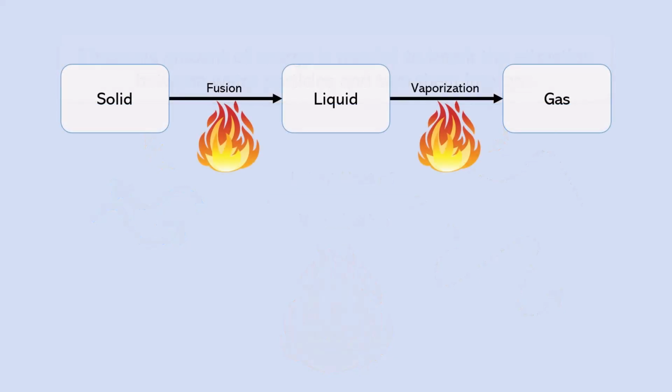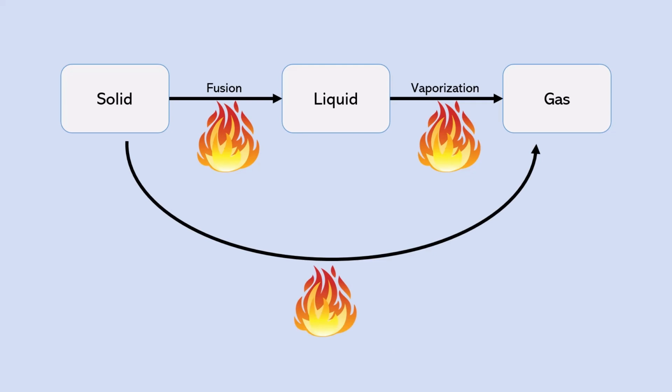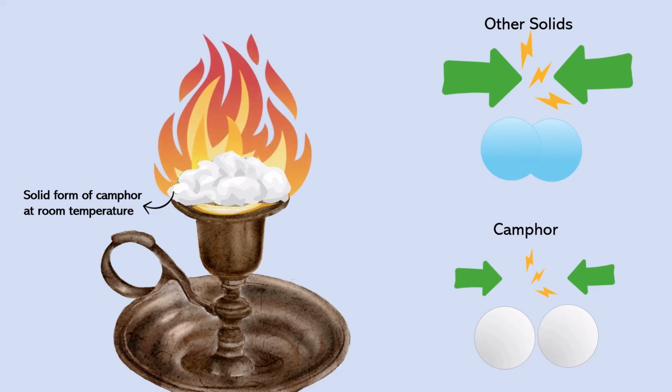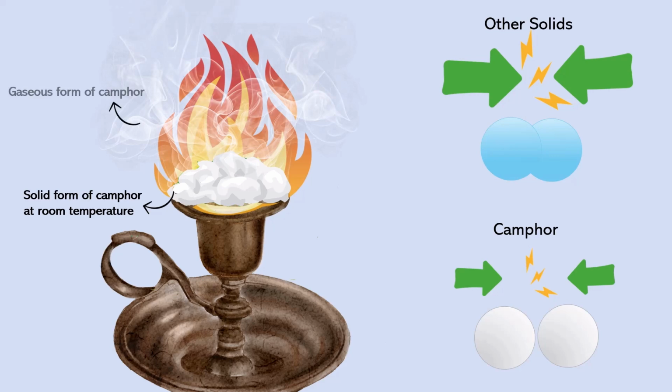Now, not all substances change state the same way. Some solids skip the liquid phase altogether and go straight from solid to gas. This process is called sublimation. A great example is camphor, whose force of attraction between its particles is weaker than other solids. At room temperature, these forces are able to hold it in a solid state, but with heat, they're easily overcome, allowing it to turn directly into gas.